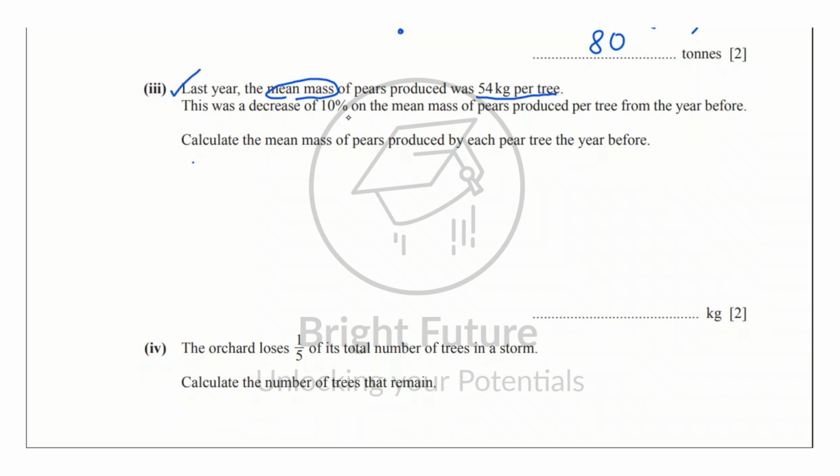This was a decrease of 10% on the mean mass of pears produced per year from the year before. That means last year this was the mean mass, which was a 10% reduction from the year before it. Calculate the mean mass of pears produced by each pear tree the year before. That means you have to calculate the mean mass of the year before last year, and there was a 10% reduction, and finally you got 54.